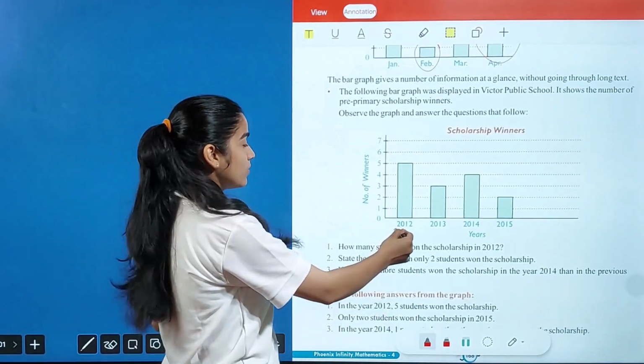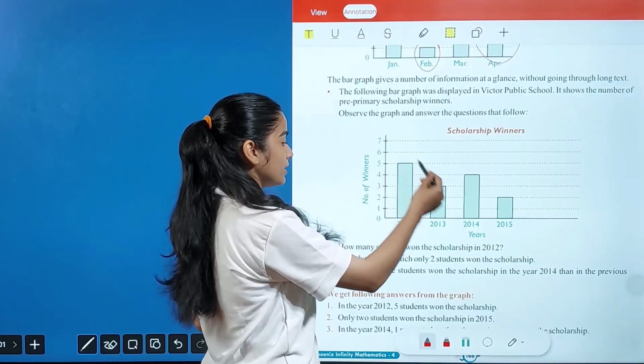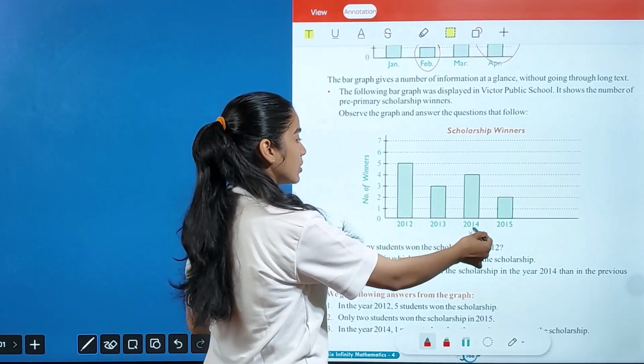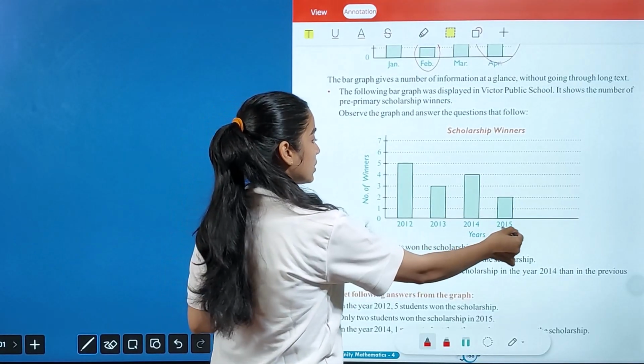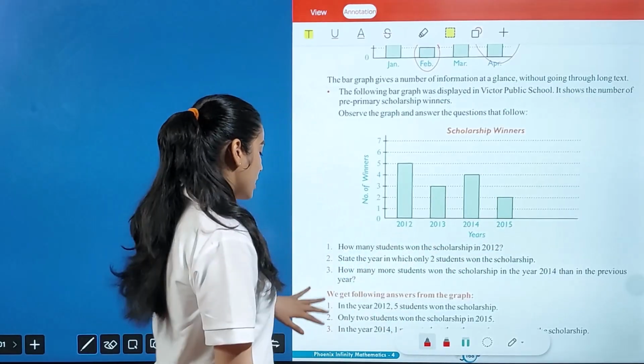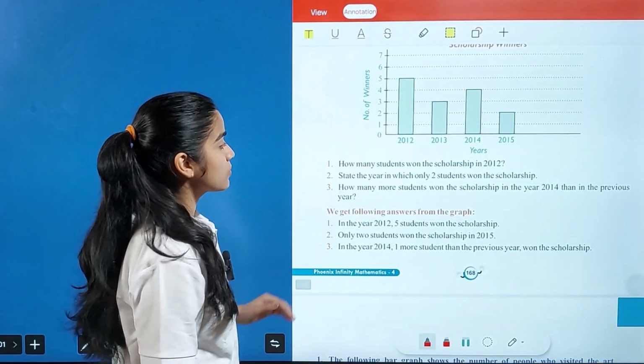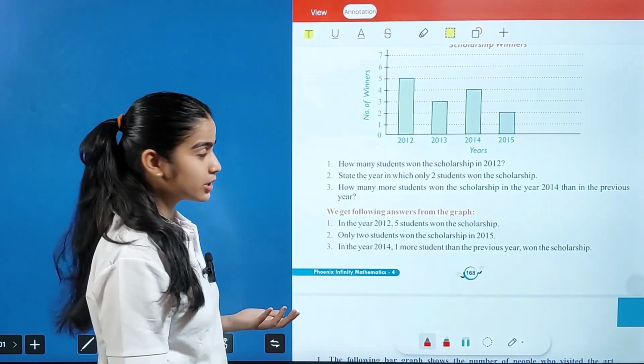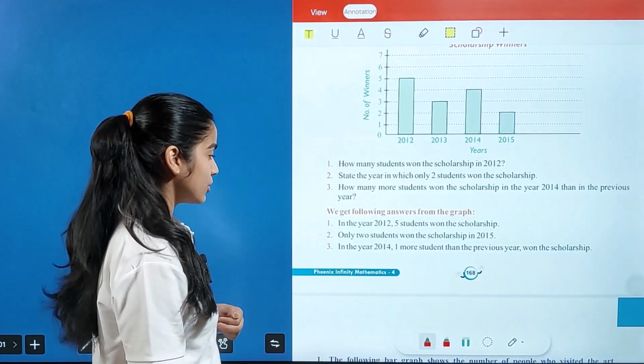Now, scholarship winners. In 2012, how many scholarship winners do we have? 5. In 2013, 3. In 2014, 4. In 2015, 2. Now we move forward. How many students won the scholarship in 2012? We already understood. You can easily answer the following questions.